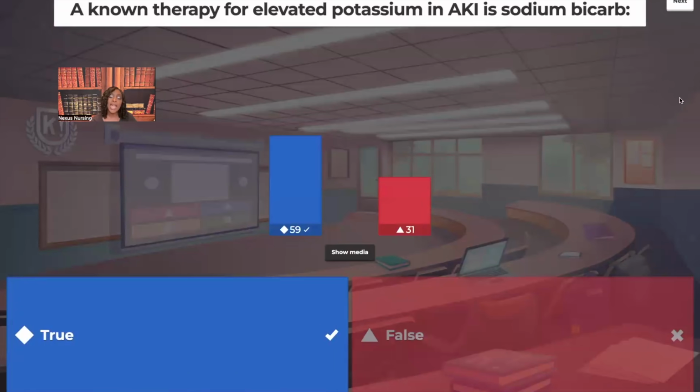Very good. True. How did 31 of you guys choose false? I gave you a whole explanation about how bicarb production is decreased because the kidney's in trouble, and how bicarb isn't even reabsorbed. So yes, we're going to replace it. That bicarb helps to correct that acidosis by pushing that potassium back into the cells, guys. That's what's causing the acidosis.